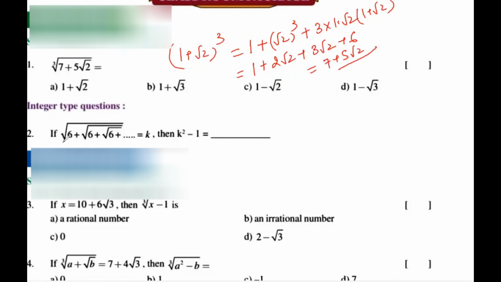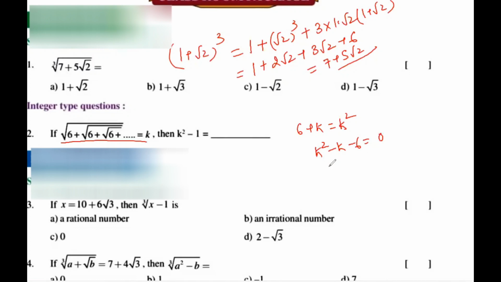Now, what do we do in this one? This one is again, I don't have to remember the formula, I'll just follow the process. I'll square both sides. This will become 6 plus k equals k square. So then k square minus k minus 6 will be equal to 0. So I'm saying that if I square both sides, this will become 6 plus k.